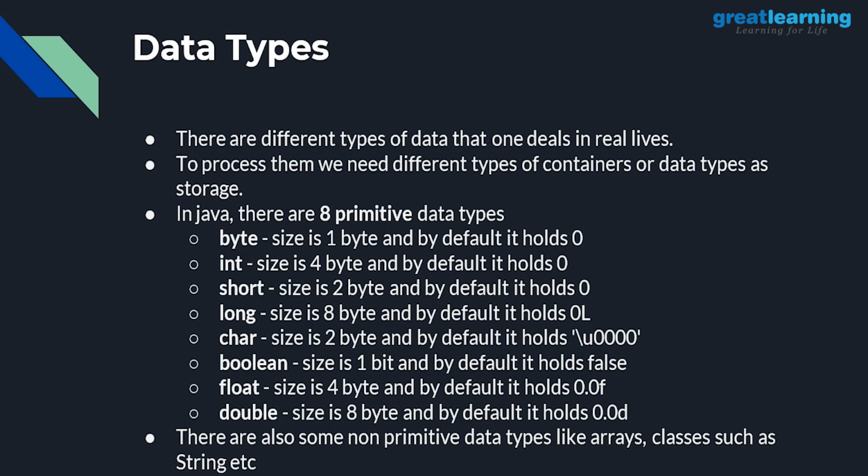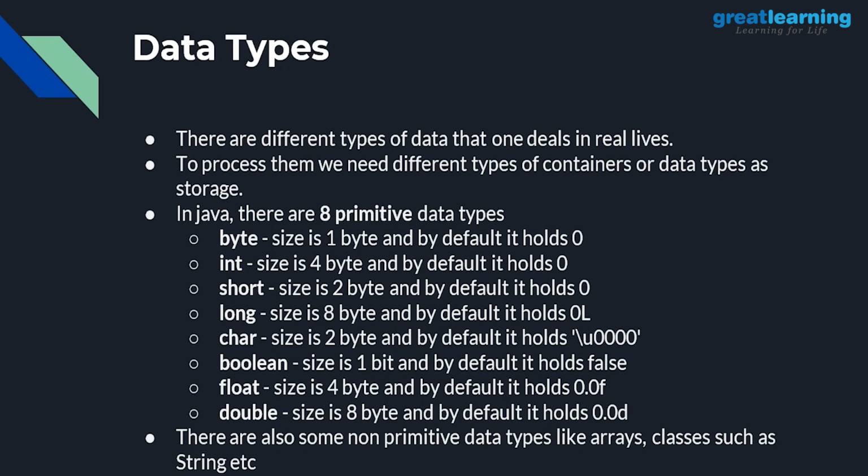Similarly, we have int, which is of size 4. By default, it holds 0. Short, 2 bytes, default value 0. Long, 8 bytes, default value 0. Char, 2 bytes, default value this Unicode, that is \u and 4 zeros. Boolean, size 1 bit, it can be either true or false. Float, 4 bytes, by default value 0.0. Double, 8 bytes, by default value 0.0. So if you observe these primitive data types, int, short and long come under one category, and float and double come under one category.